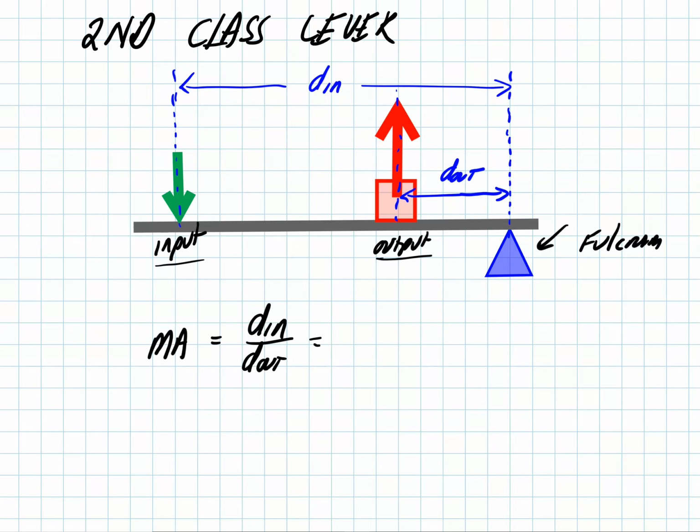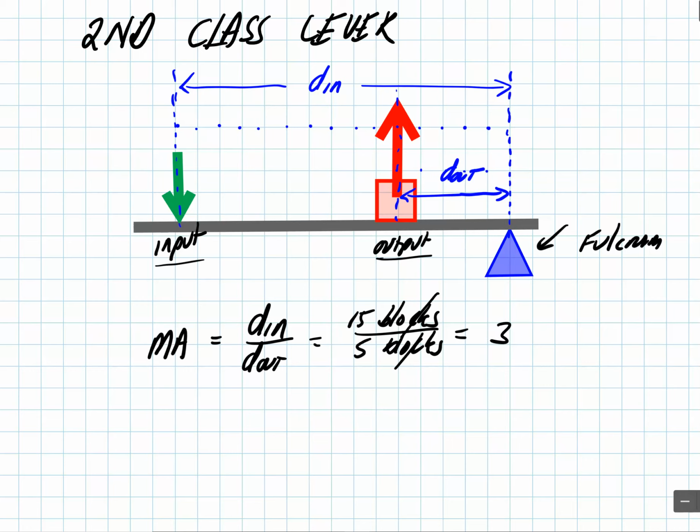Let's count our blocks. I'll just make a dot because you can't see my hand moving. Let's use blue. 1, 2, 3, 4, 5, 6, 7, 8, 9, 10, 11, 12, 13, 14, 15. So the input distance is 15 blocks. What's the output distance? Let's count. 1, 2, 3, 4, 5. So we got 5 blocks. Blocks cancel out, and we have a mechanical advantage of 3.